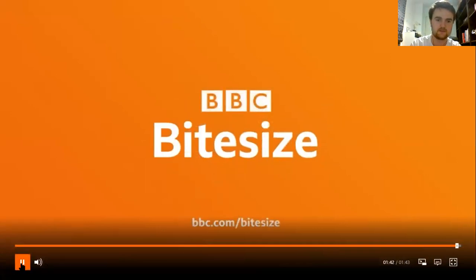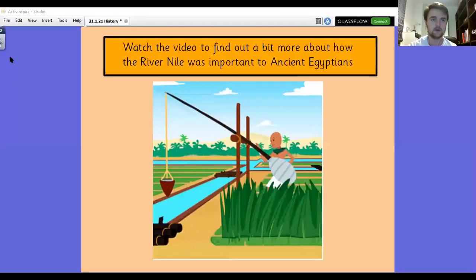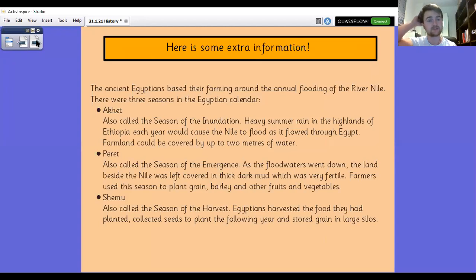Okay, so there you can see some examples of how the River Nile was so important, and particularly in a climate where growing food is difficult, to have the ingenuity to be able to build those irrigation trenches is absolutely incredible. So let me go back to our screen here, and let's have a look at a little bit more information as well. So the ancient Egyptians based their farming around the annual flooding of the River Nile. There were 3 seasons in the Egyptian calendar. Akhet, also called the season of inundation. Heavy summer rain in the highlands of Ethiopia each year would cause the Nile to flood as it flowed through Egypt. Farmland could be covered by up to 2 meters of water.